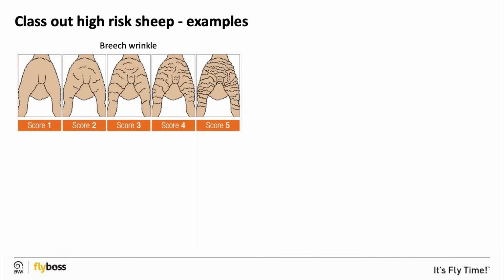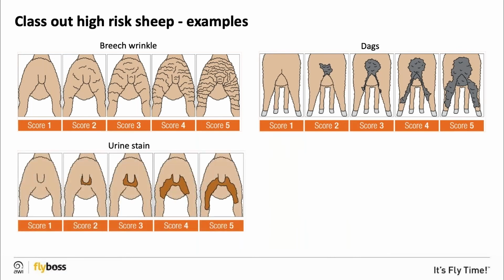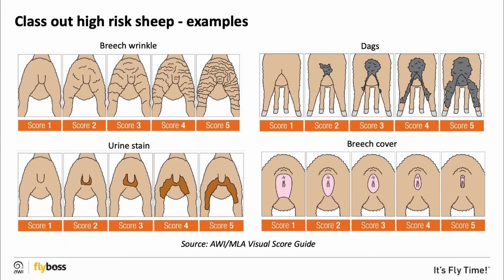This first picture shows the various degrees of breech wrinkle. The next one shows dags, followed by urine stain, and breech cover, which is how much naturally bare skin is there around the breech. You can see here that those sitting at around score 3 or greater are going to be at increasing risk of fly strike. So you would use these scores as a guide for removing higher risk sheep in your flock.